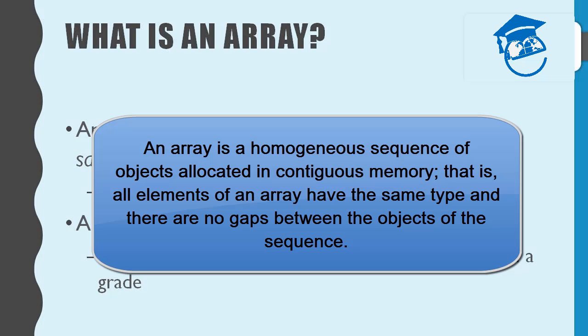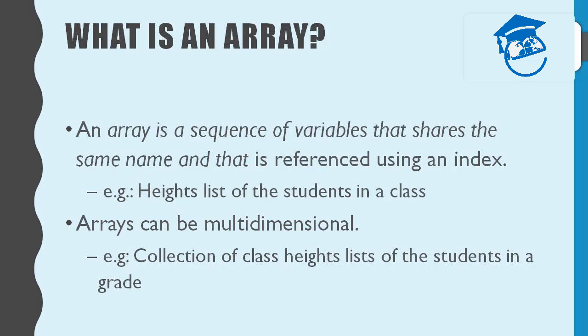That is, all the elements of an array have the same type and there are no gaps between the objects of the sequence. Arrays allow you to store a large number of values of the same type and that are related in some way. For example, consider the height list of students in a class. All the values in this list represent a height value, so they are all of the same type.